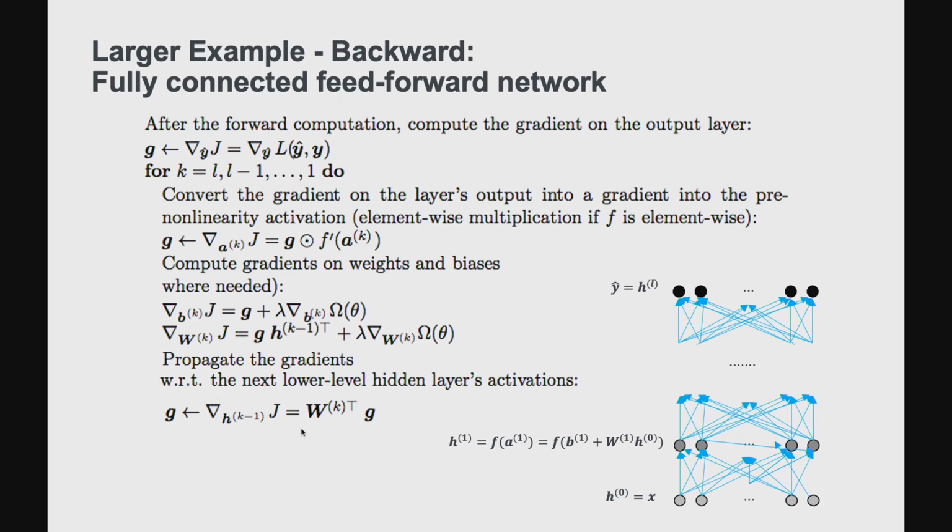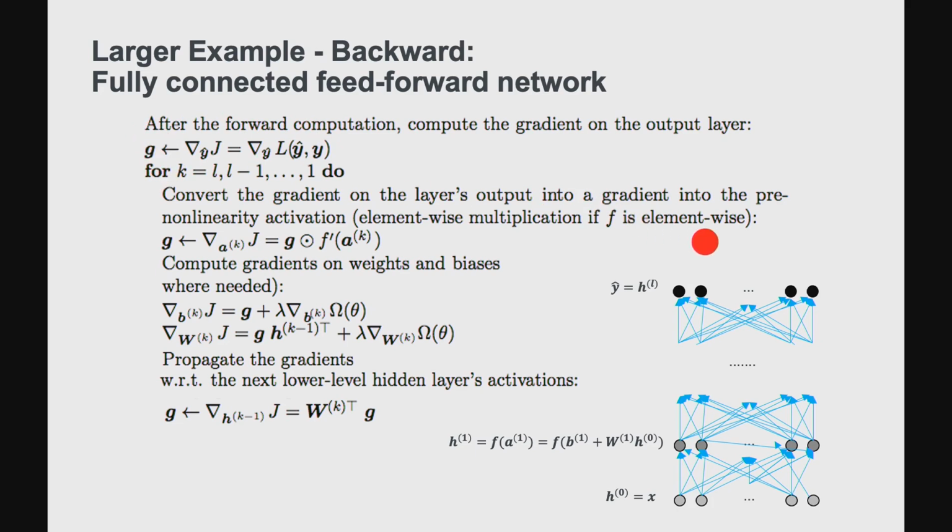Now, how do we do this whole thing backward? So after the forward computation, we compute the gradient on the output layer. That's what I showed you with the tiny network. We compute this y hat, the output. How should the output be changed to change the loss value? What is the gradient of applying this loss function between the prediction and the true value? This becomes our gradient g.